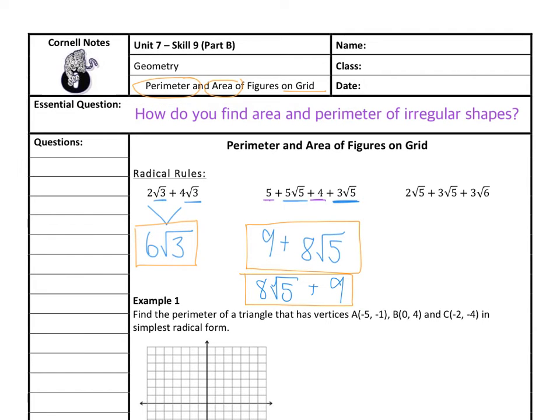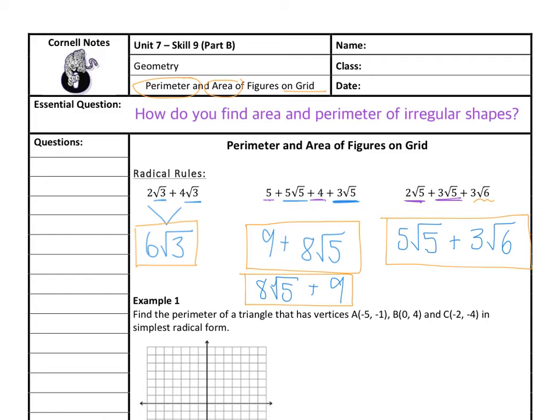All right, last one we have here. So I look and I say, okay, I have 2 radical 5's plus 3 radical 5's. Those can get combined together because, again, they have the same number under the radical. So I have 5 of them. So I have 5 radical 5's. Plus, I have this 3 radical 6 hanging out here. There's no other term with a radical 6, so there's nothing I can do with that except to bring it along. So this would be my final answer.